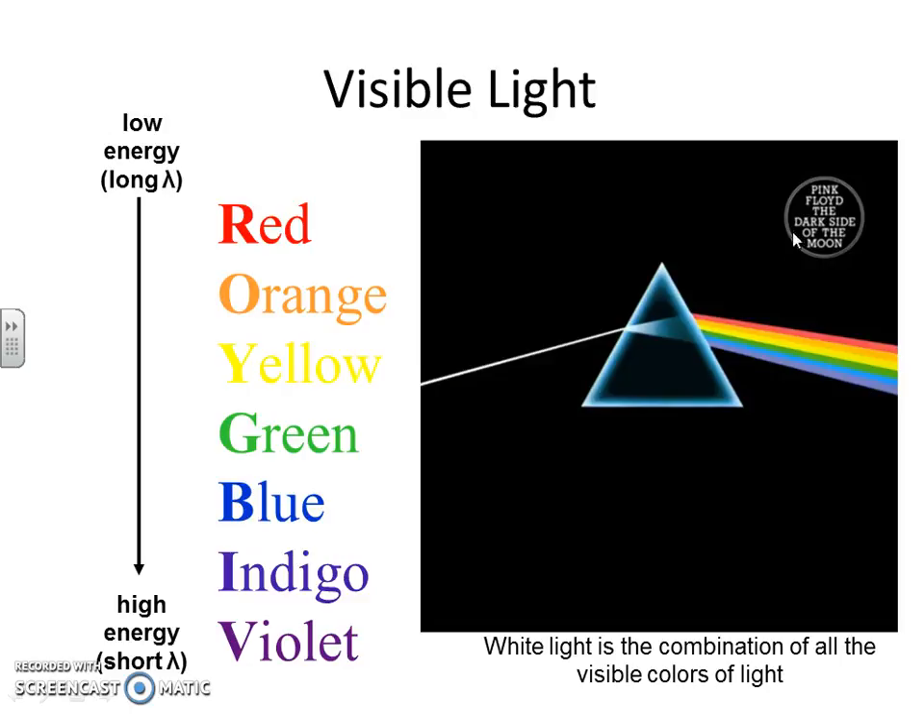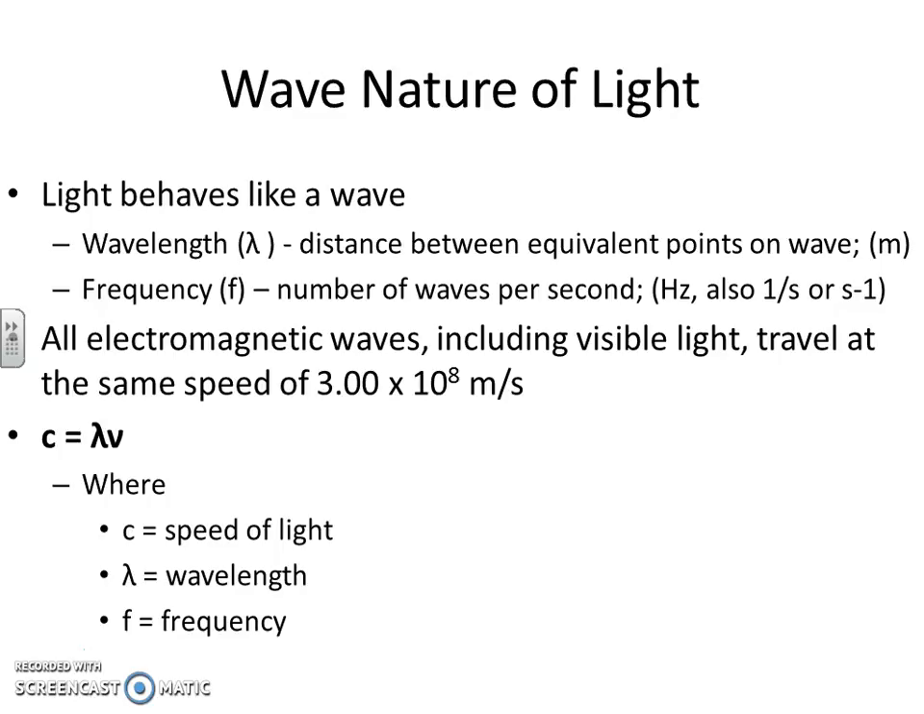And you can see this is the Pink Floyd album, but when you have normal light that goes into a prism, which looks kind of like a triangle, the glass will break it into its individual colors based on its wavelength. So white is a combination of all visible colors, and black is actually the absence of any colors. So let's go back to 7 and 8.